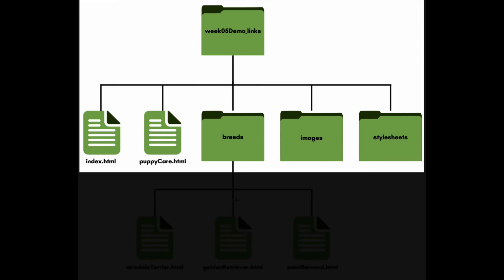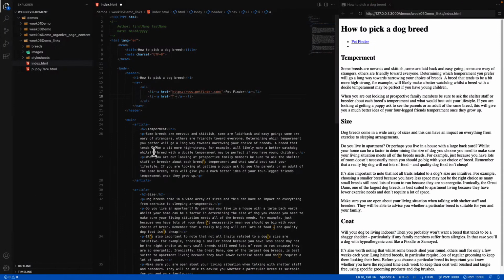So when I create my link, I don't need to specify a new directory or a new path. I just need to say I want to go to the puppycare.html file. So my href is going to be puppycare.html.